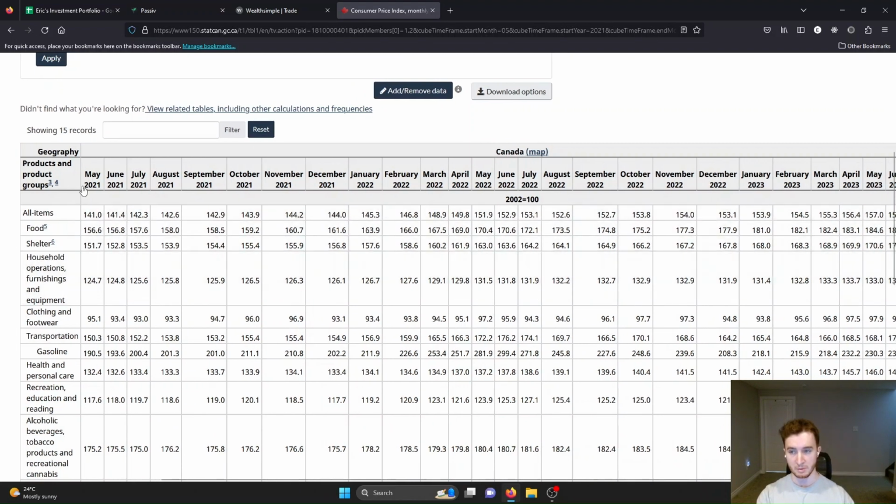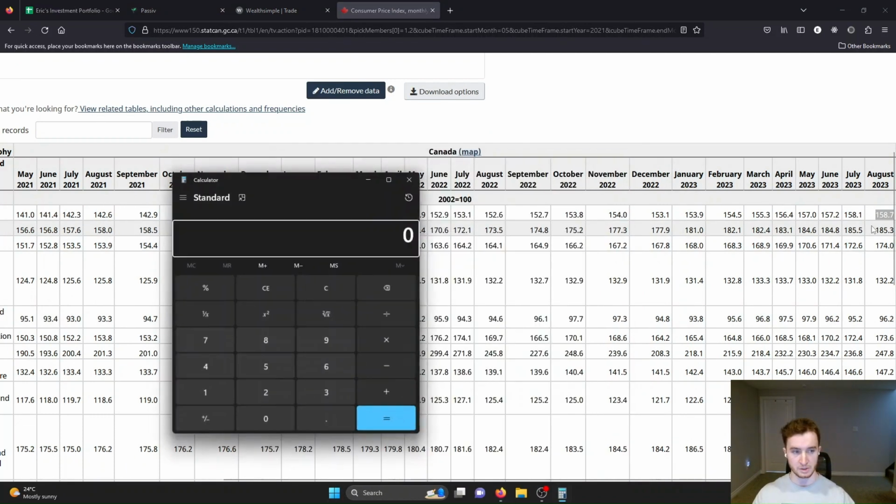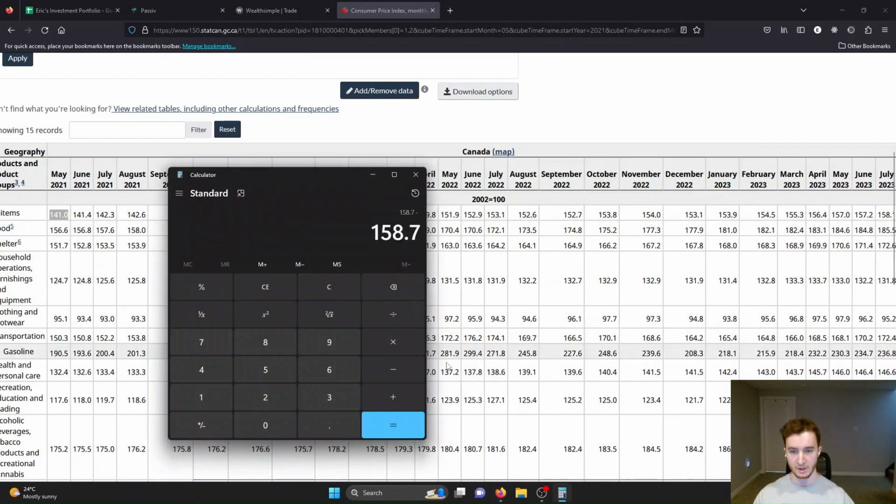We can see in May 2021, it's 141 for all items, and we go all the way to August 2023, it's 158.7. So if I pull the calculator up right here, I'll show you how you calculate the compound inflation since you started investing. You just put the number for the current period here, 158.7 minus 141, and I get 17.7, and then I divide it by the original number, which is 141, and I get about 12.55% compound inflation since I started investing.